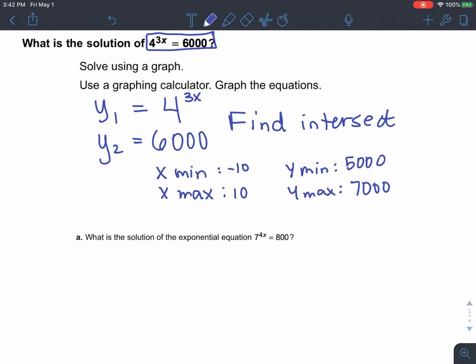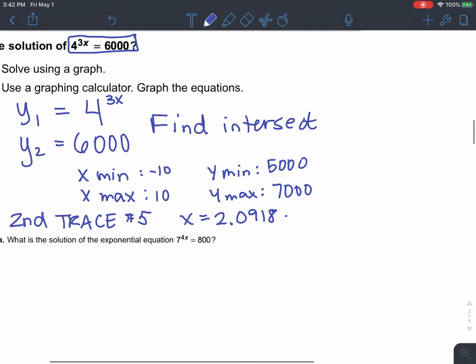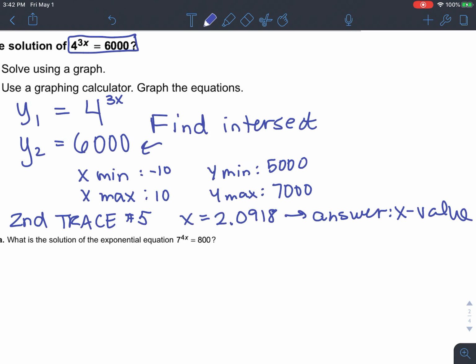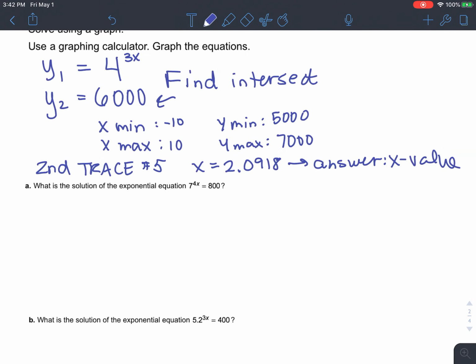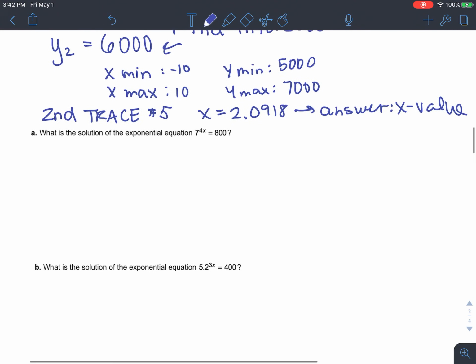So in your calculator, remember, you hit second, trace, and number 5 for intersection, and that should give us 2.0918. And remember that your answer is the x value. Two reasons. 1, the y value is 6,000 and we already knew that. But 2, we're solving for x. We're using the y as just like a placeholder, so we actually don't really care what y equals.